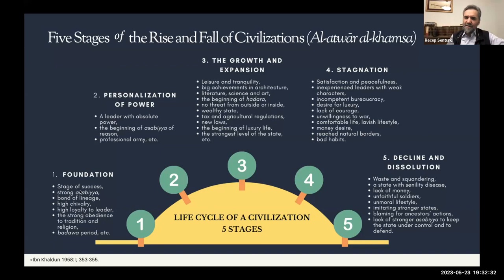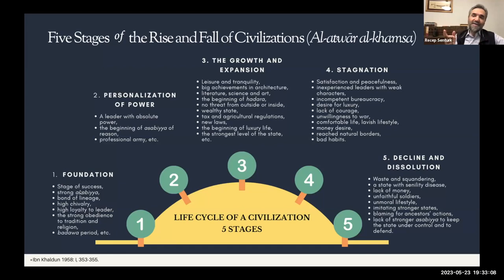So that's the end of the civilization. That's the end of the state and society. While one society goes through this and dissolves and declines, another society comes from the periphery with the badawa spirit, with a strong asabiyya, and replaces that society. But they also go through the same process.